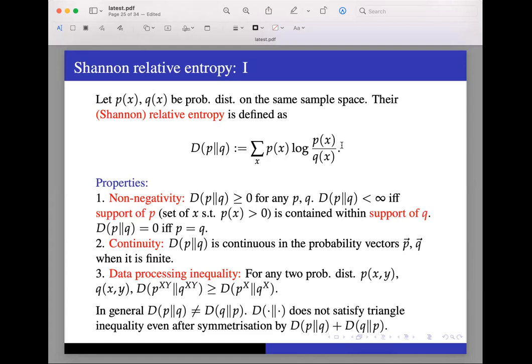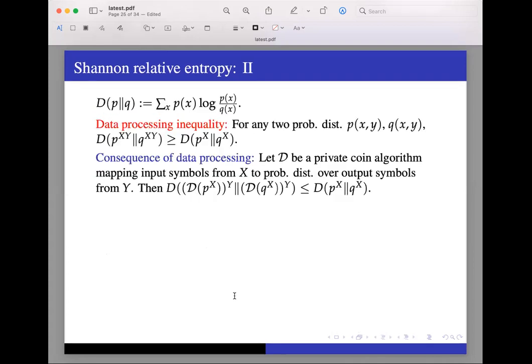So any questions about the definition and the properties? Data processing is true even for random maps acting on random f acting on x. Yeah, I'm coming to that. So it is not clear why I'm calling this a data processing. Okay, but bear with me; it will become clear in the next few slides. But I'm just saying, is this statement clear? The relative entropy of the joint distributions is greater than relative entropy of the marginals. Okay.